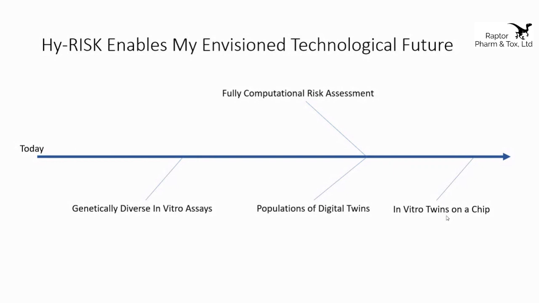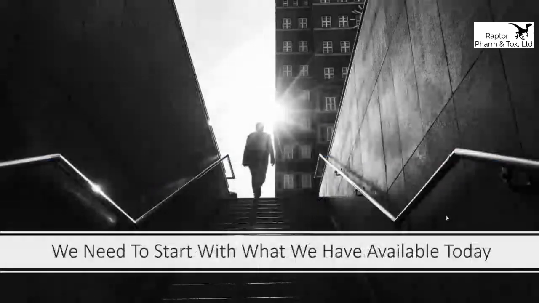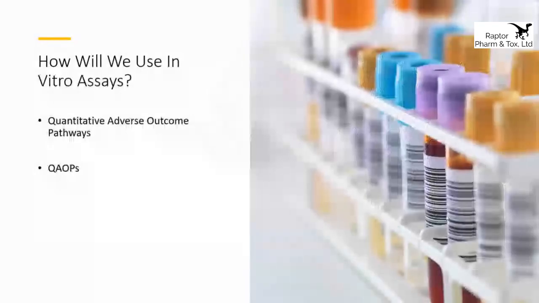Now, I'm not going to go into each one of these steps individually and talk about them today. Instead, in order for us to get to this envisioned future, we need to start with what we have available today. So let's talk about that. What do we have available to us? We have in vitro assays. And how are we going to use these in vitro assays? Well, I envision that the best way to use them for risk assessment purposes is something that has been emerging over the past few years, and that is the quantitative adverse outcome pathways.